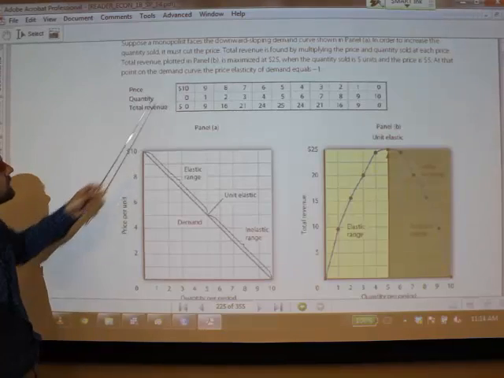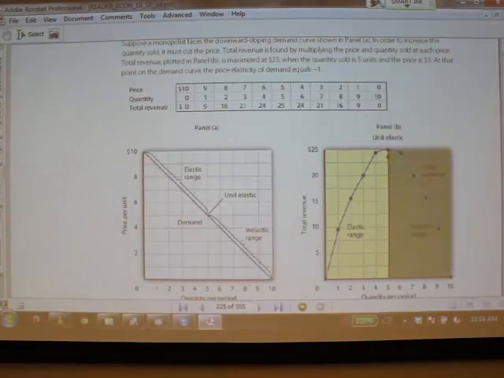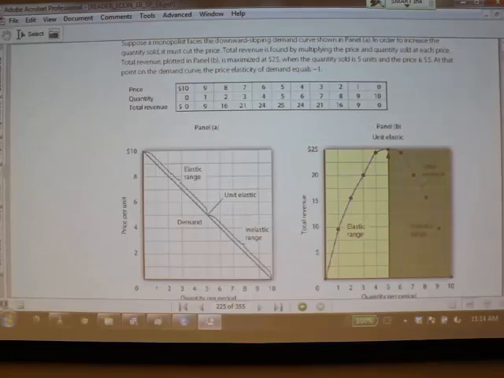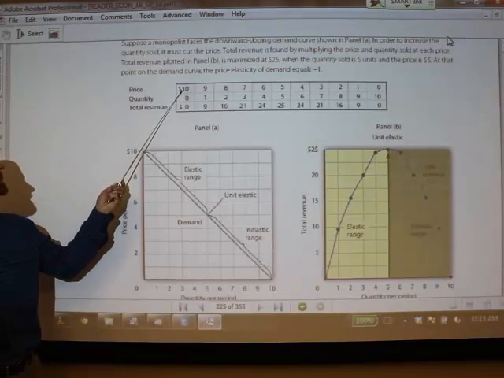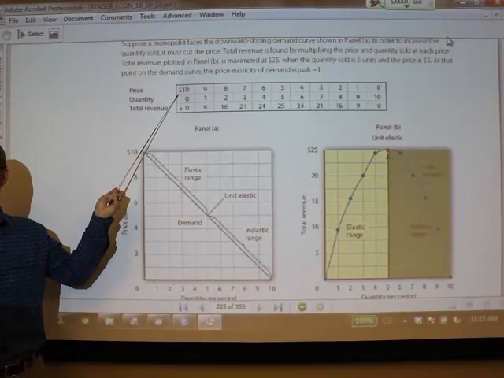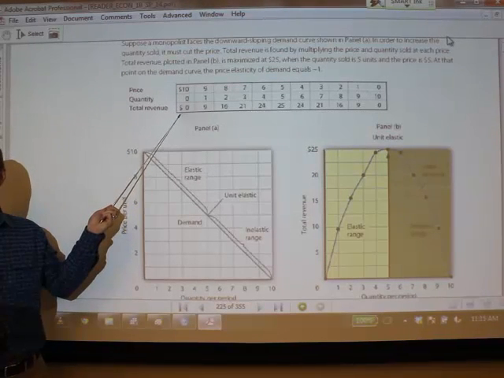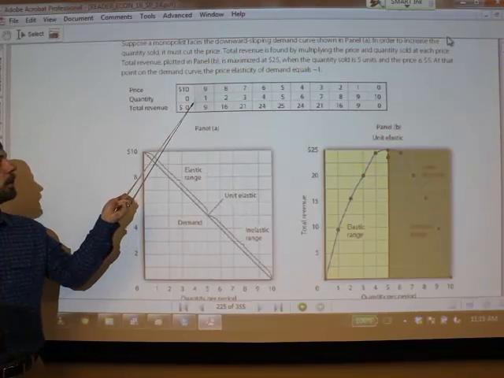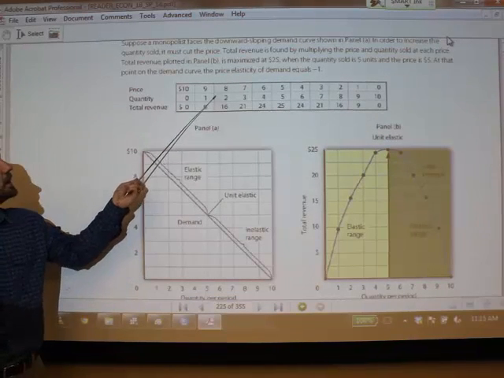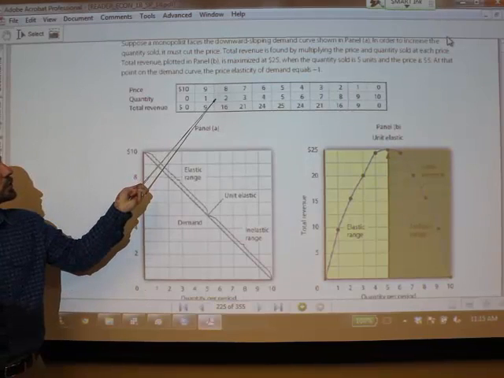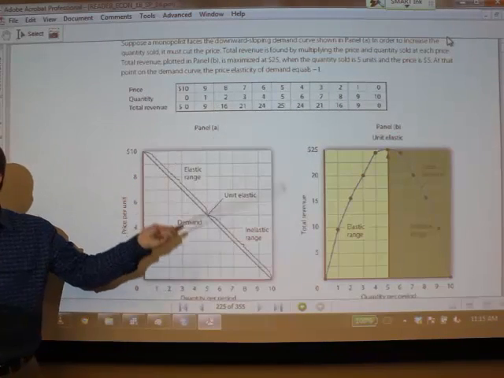So here's 10 and 0. That's this point right here. Then we have 9 and 1. That's this point here. 8 and 2, 7 and 3, and so on. What is the total revenue associated with these points? Well, if you're charging $10, how many are you selling? 0. So your total revenue is 0. If you're charging $9, you're selling 1. Total revenue is 9. If you're charging $8, you're selling 2. Total revenue is 16, and so on.